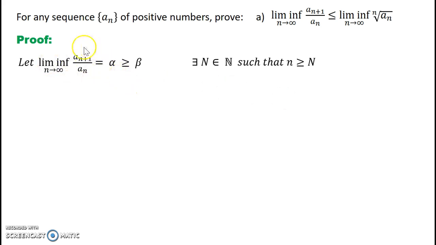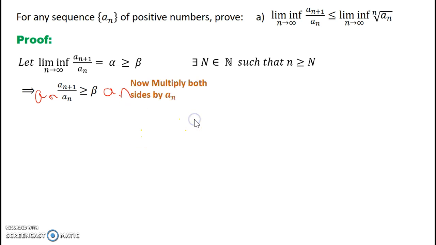At this point we will take this expression. This will imply that the expression A sub n plus 1 over A sub n has to be greater than or equal to beta. If I take that and multiply both sides by A sub n, I multiply both sides by A sub n, which will imply that A sub n plus 1 is greater than or equal to beta times A sub n. Algebraically, these will cancel out, so that's how that happened.